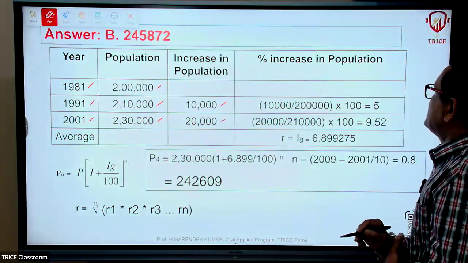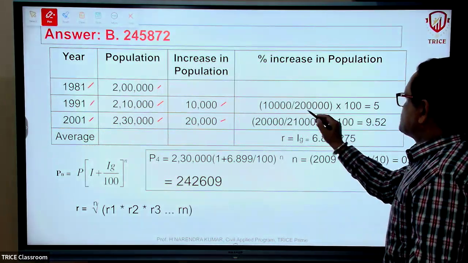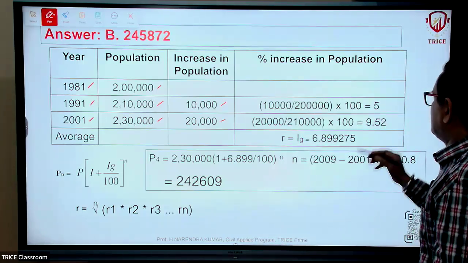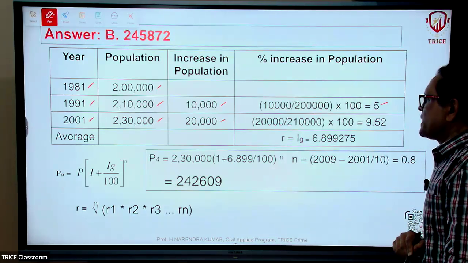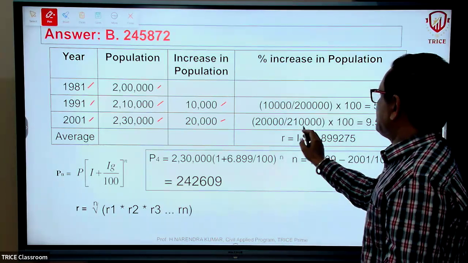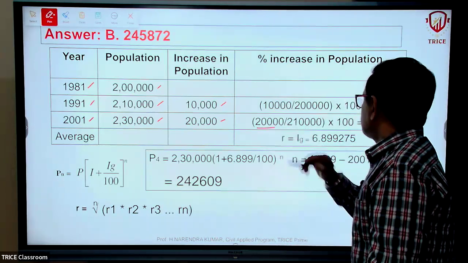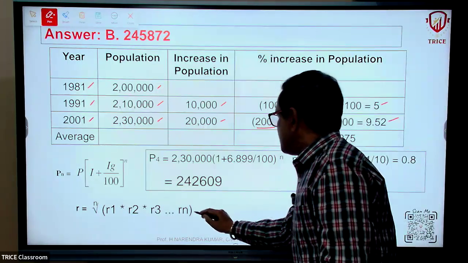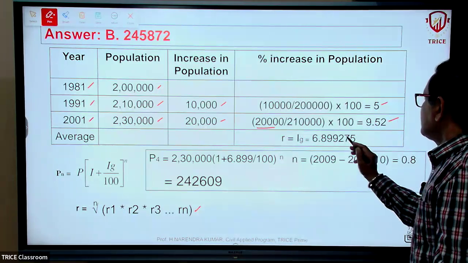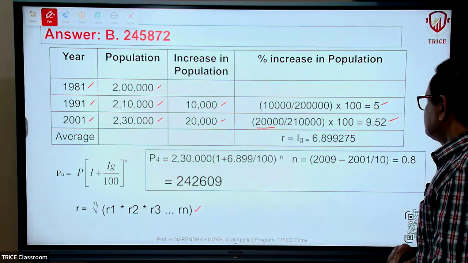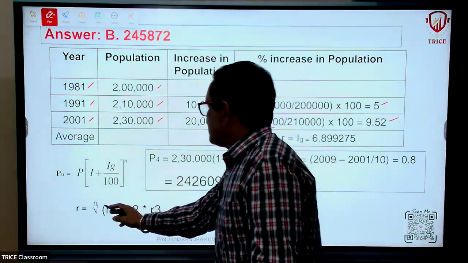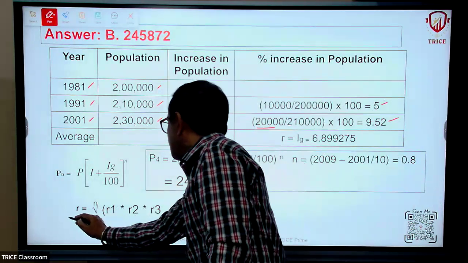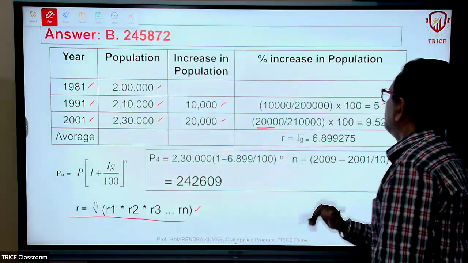Now look at the percentage increase in population calculation. It was 2 lakh increased by an amount of 10,000. What is the percentage? It is 5%. Similarly, 2,10,000 was the population. What is the increase? 20,000. So it is 9.52. So once again, use this formula to calculate the R value. Here, nth root of R1 into R2 into R3 etc. Rn. This is the formula for the calculation of R value here.